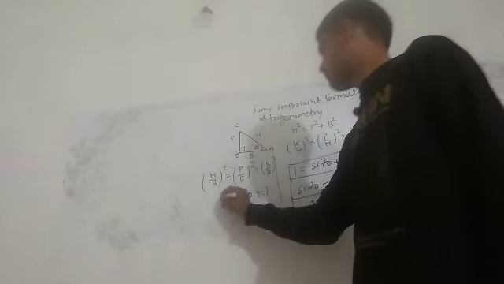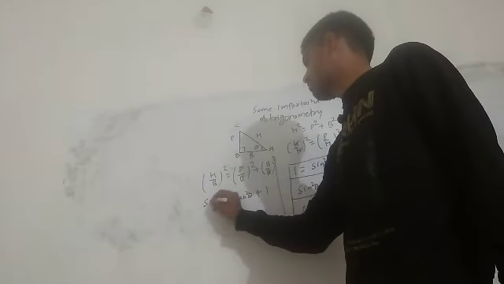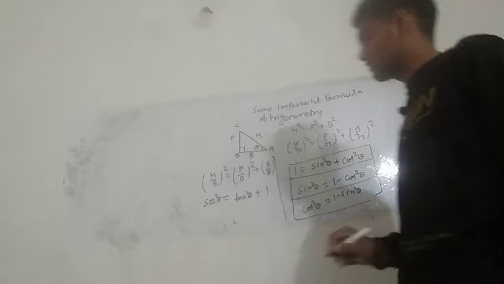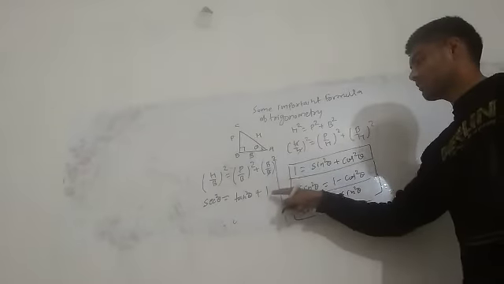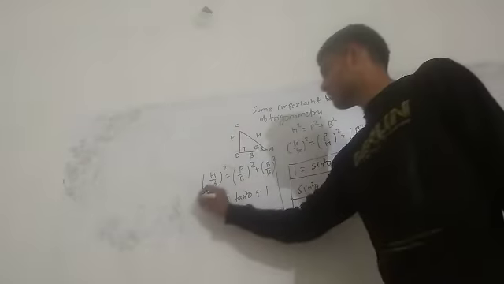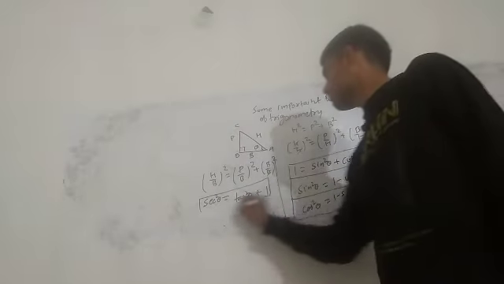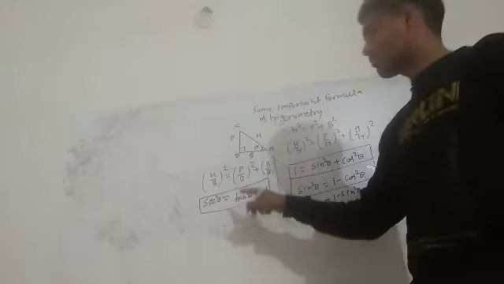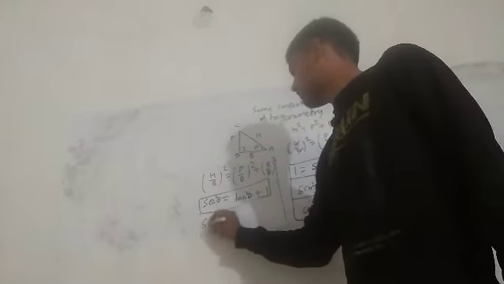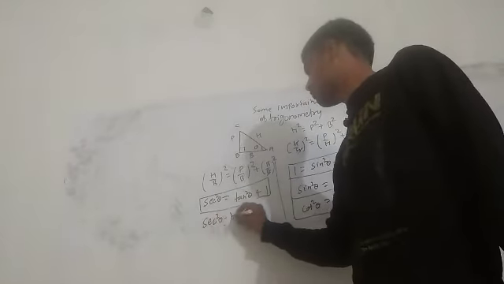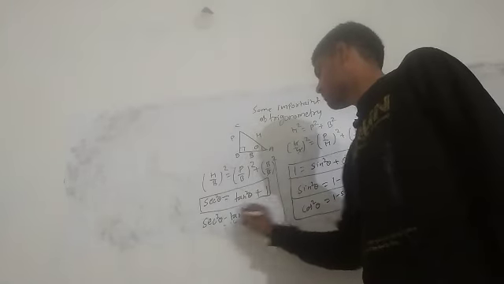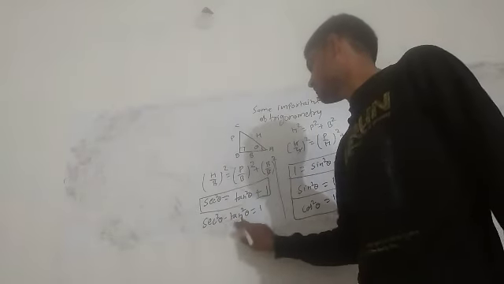So hypotenuse upon base is what? Sec theta. So the square of sec theta is sec square theta. So this is the identity: 1 plus tan square theta equals sec square theta. If you transfer tan square theta to the left hand side, then sec square theta minus tan square theta equals 1. This one is identity number second.